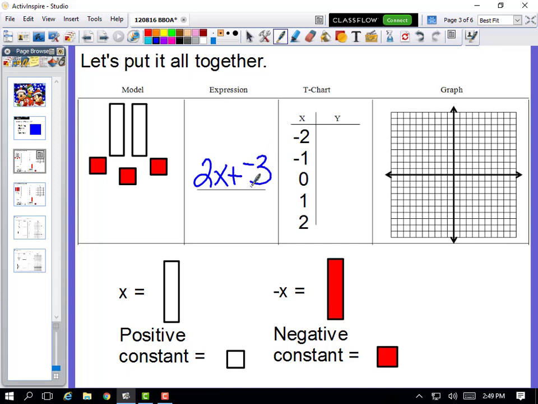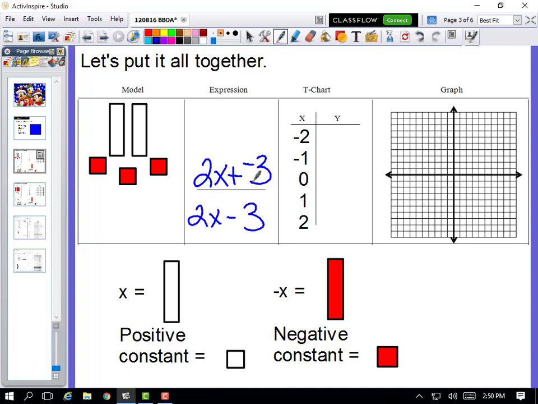Now, the way things would really be written if we were to simplify this is 2x minus 3. This would be the best way and the most simplified way of writing this expression. But I like to write it as a plus problem with plus and negative to help when I'm doing my math, to help prevent careless mistakes.